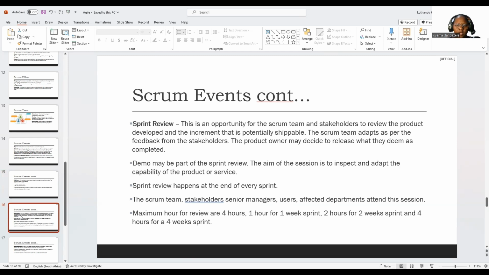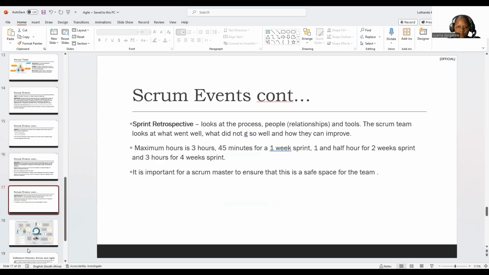Scrum team, stakeholders, senior managers, users, and affected departments may attend the session. And the time for this is 1 hour for a 1-week sprint, 2 hours for a 2-week sprint, and 4 hours for a 4-week sprint.